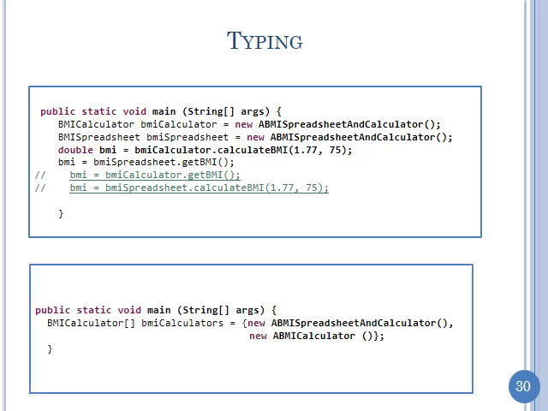Okay, so this is something that comes up a lot when you implement multiple interfaces. So I created two instances of BMI spreadsheet and calculator. Now my rule says that you should always type variables using interfaces. So I either have to use BMI calculator or I have to use BMI spreadsheet as the type. Okay. So in one case, I made the instance and assigned the instance to a variable of type BMI calculator.